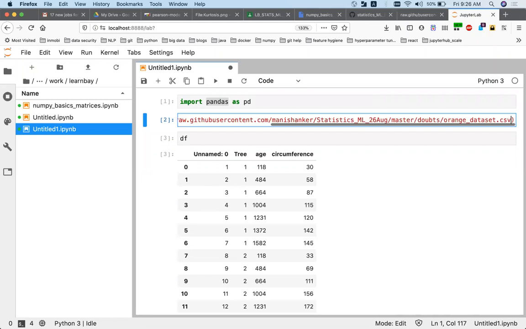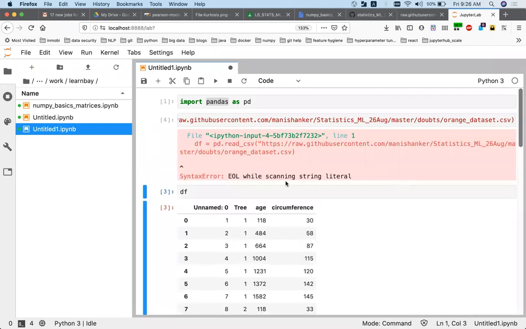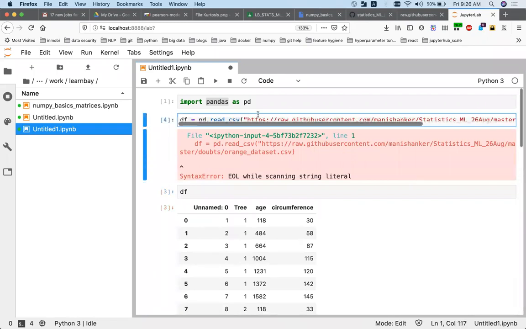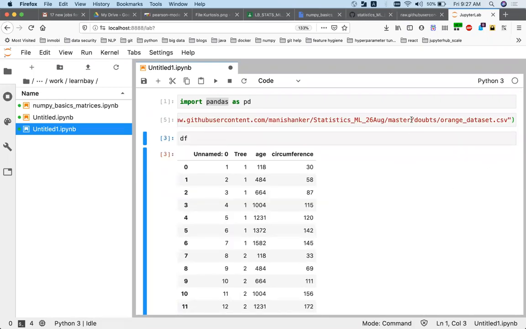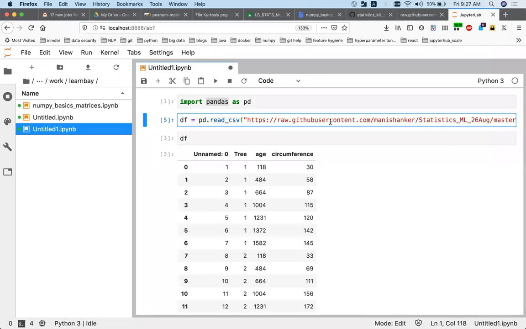So EOL while scanning a string literal. Yeah, that is what I'm saying. So if you get this error, it means that you have started a quote here, but you forgot the quote towards the end. So you have to close here. Let me copy this one.